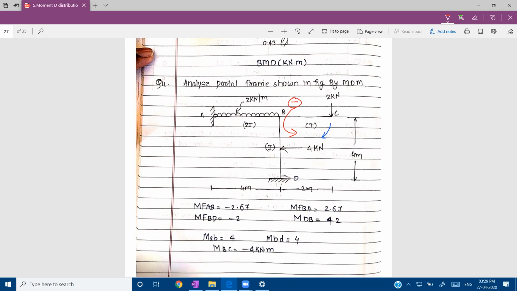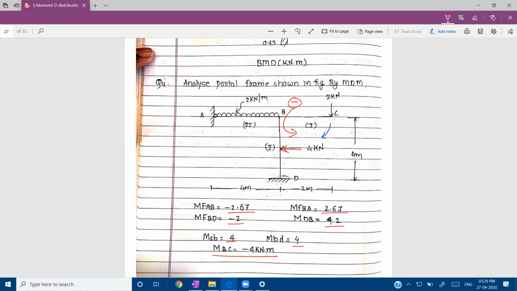That will be 2 into 4. So if you see here, MFAB is very simple: minus WL square by 12, 2.67. MFBA is positive 2.67. Then MFBD: here you can see a horizontal load of 4 kilonewton is acting, so WL by 8 minus 2, then plus 2. Then span moment AB is 4, span moment BD is again 4, by the WL by 4 formula. And here you can see this overhanging moment is negative 4.